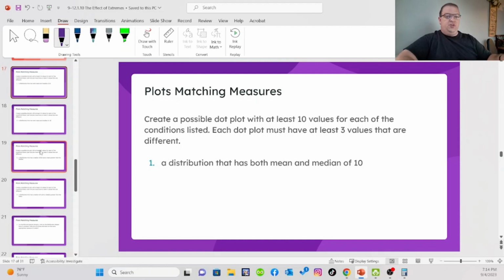So the first one that you are going to create is a dot plot that has your mean and your median both at 10. You need to have at least 10 dots, and at least 3 of those dots must have different values. For the second one, you're going to create a dot plot where the distribution has both the mean and the median at -15. Again, you must have at least 10 dots, and at least 3 of the dots must have different values.